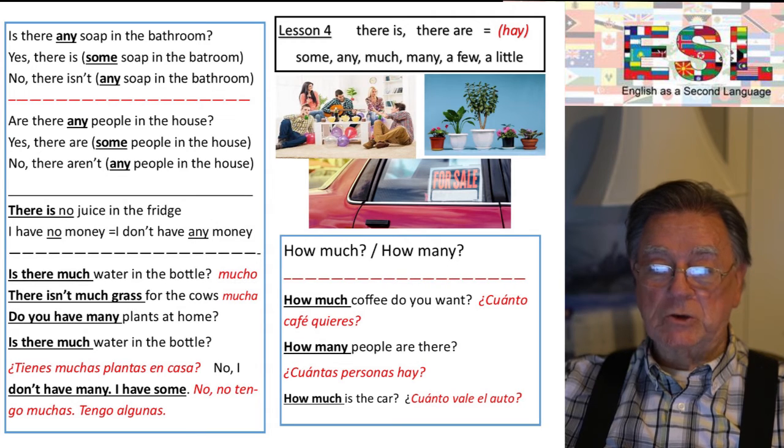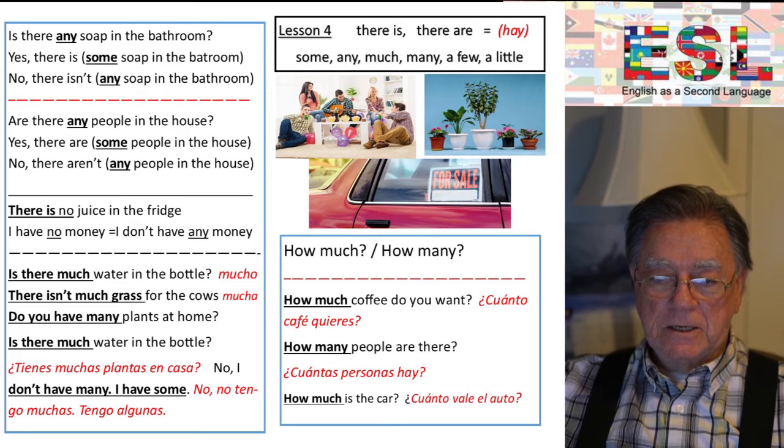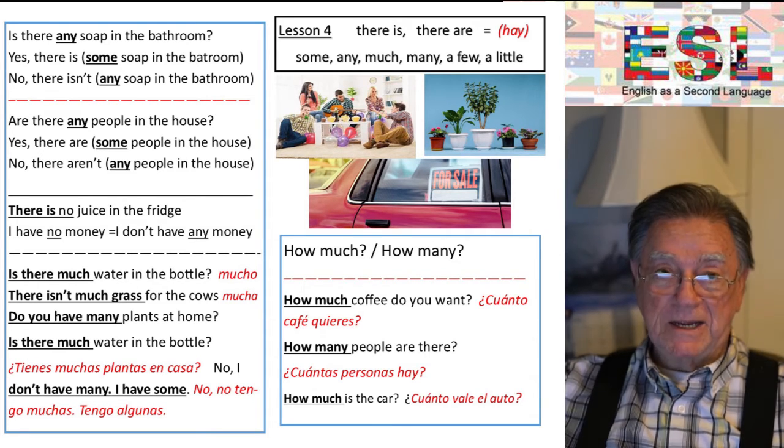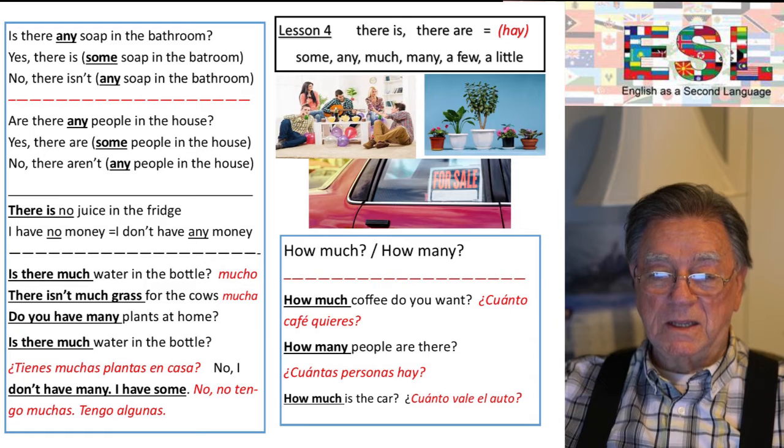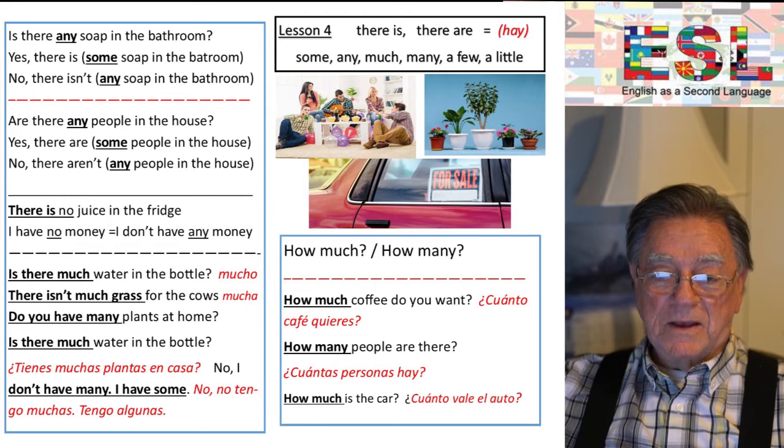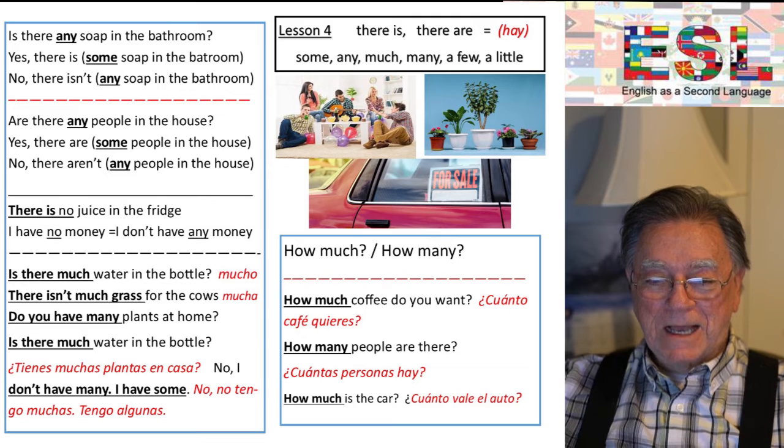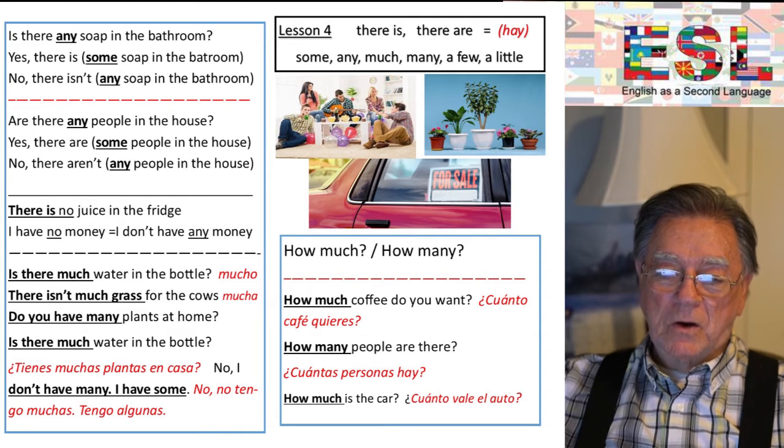Okay, and here's a sad story. I have no money. Or we could also say, I don't have any money. I don't have $100 or $50 or $20 or $10 or $2. Payday's tomorrow, but today I have no money. No, I don't have any money.